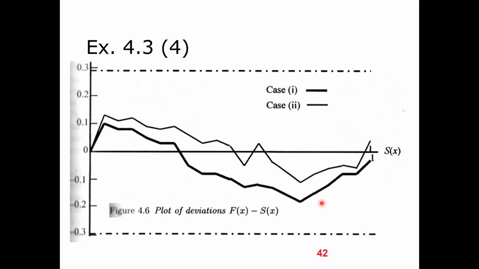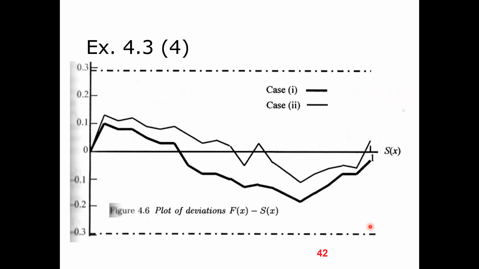So we plot the deviation for the two cases. And case 1 is a bold line, this one. Case 2 is a lighter line, a thin line, this. Intuitively, we think that case 2 is slightly better fit, right? And those two dashed lines here are the critical region using a 95% confidence interval.